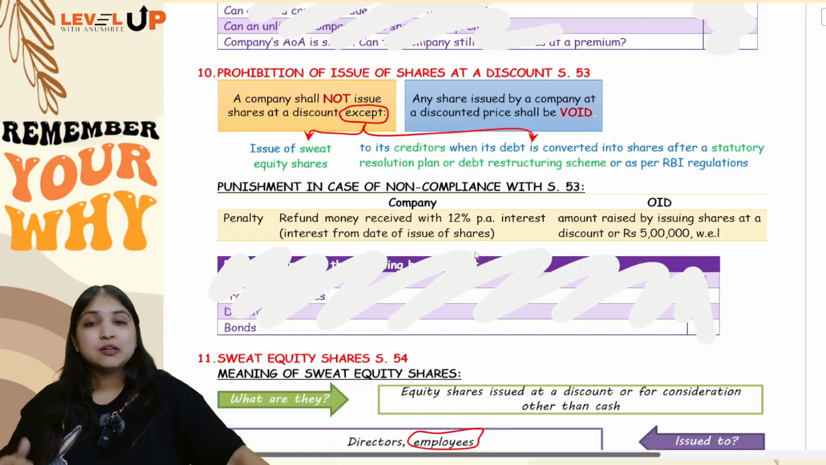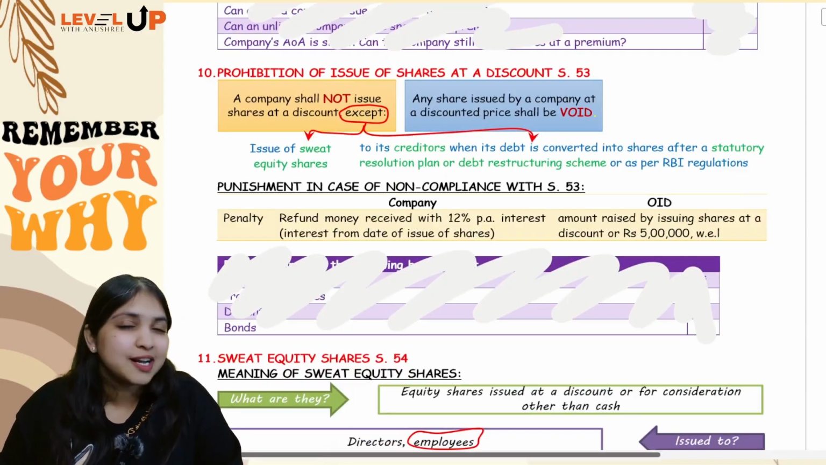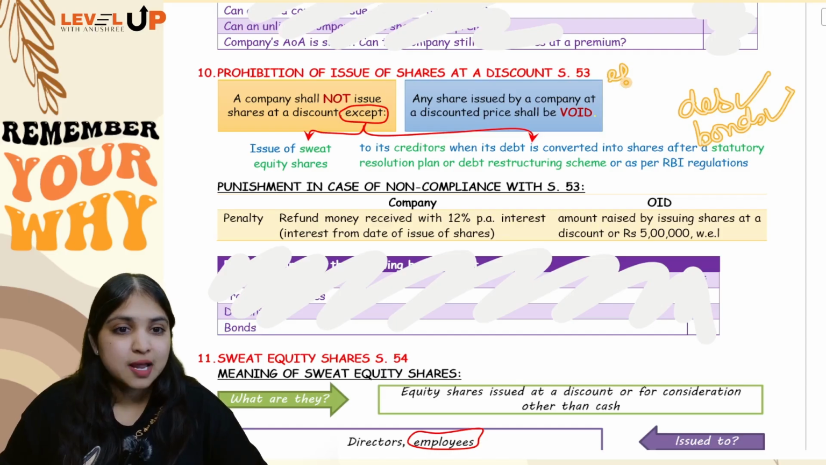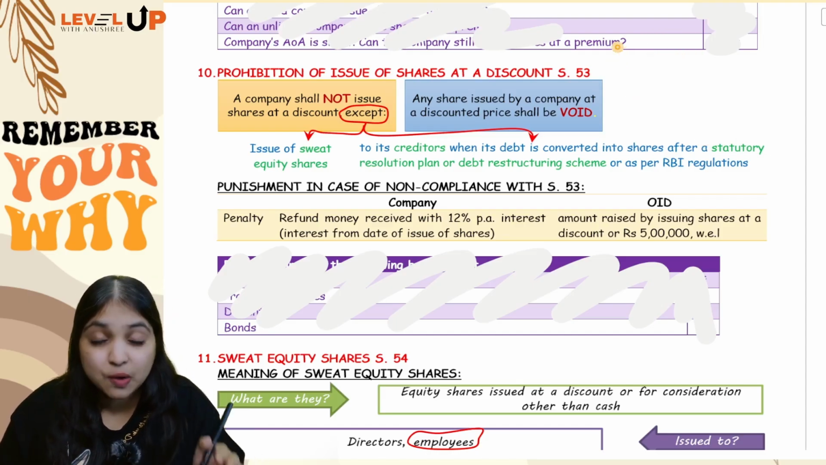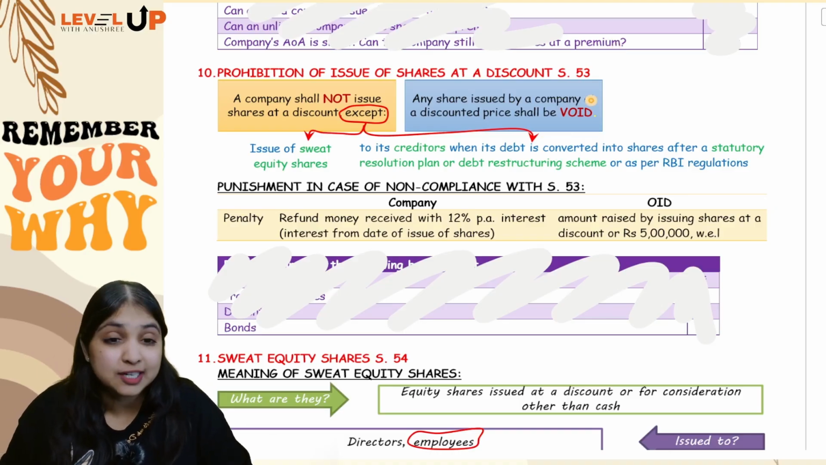Okay. Now coming to the next discussion, section 53, discount. Can the company issue shares at a discount? It is prohibited. See, debentures, yes, you can issue at a discount. Bonds, yes, you can issue at a discount. But equity shares and preference shares, the company cannot issue at a discount. And if the company still issues equity shares or preference shares at a discount, it's going to be void.